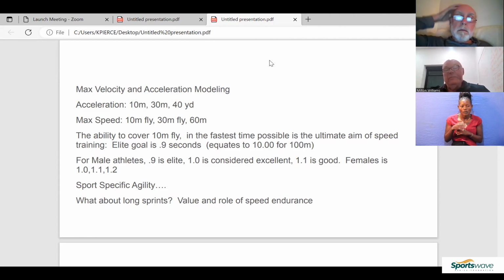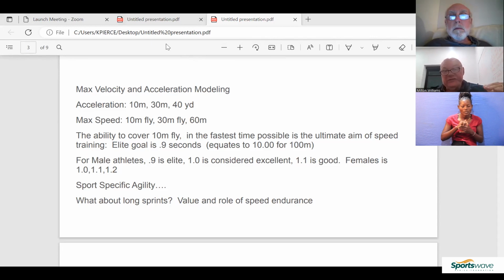But we're not talking about that today. We're still looking at developing speed. And you'll also find that I think speed is the basis of speed endurance, that all speed endurance is going to be some percentage of your max velocity. So max velocity is so crucial and so key to your performance.